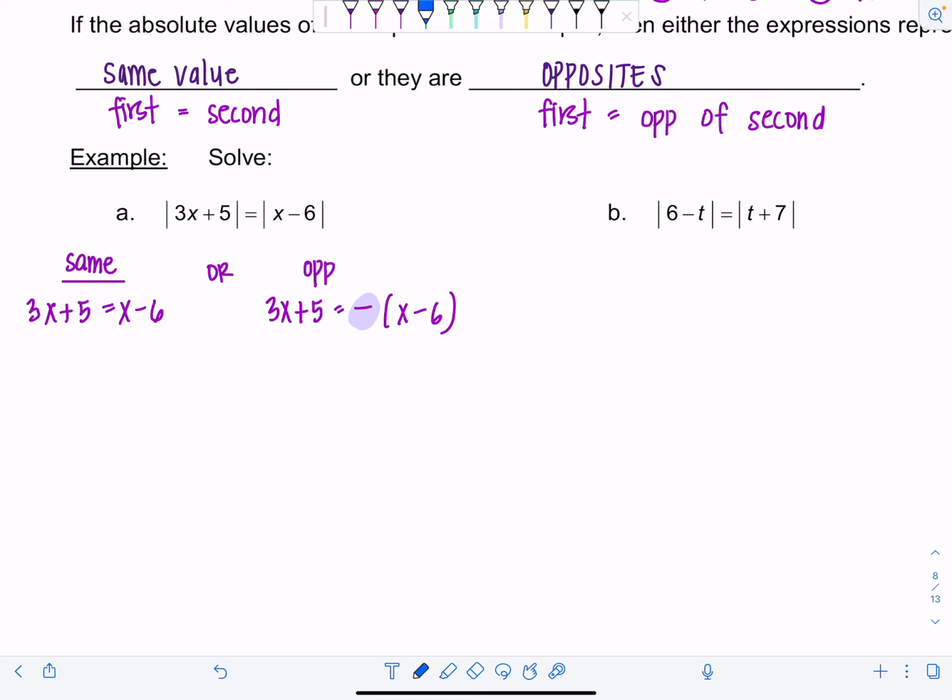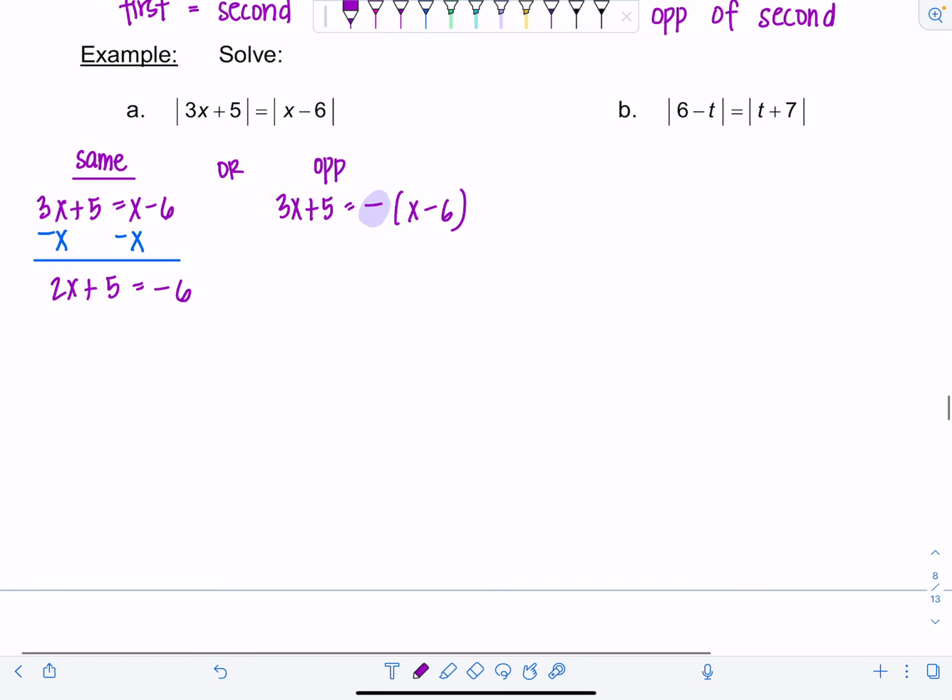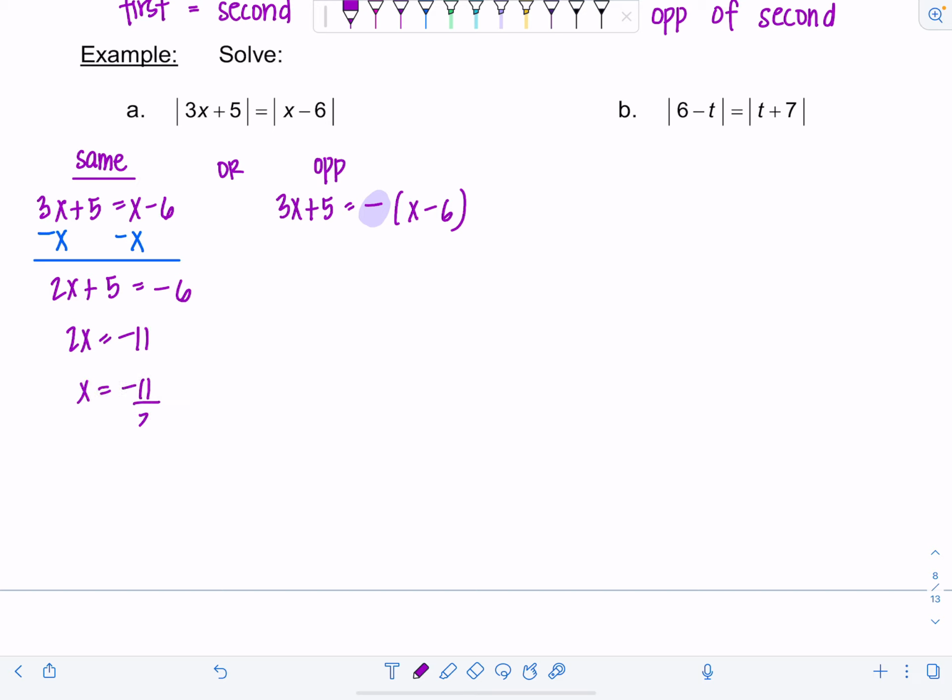So let's see what's going to happen here. Let me solve the first one. Let's subtract x. And now we have 2x plus 5 equals negative 6. If I subtract 5, now I have 2x equals negative 11. So x is negative 11 over 2.